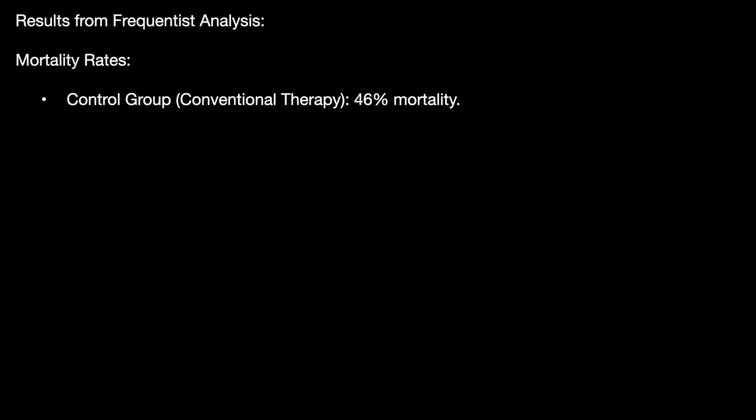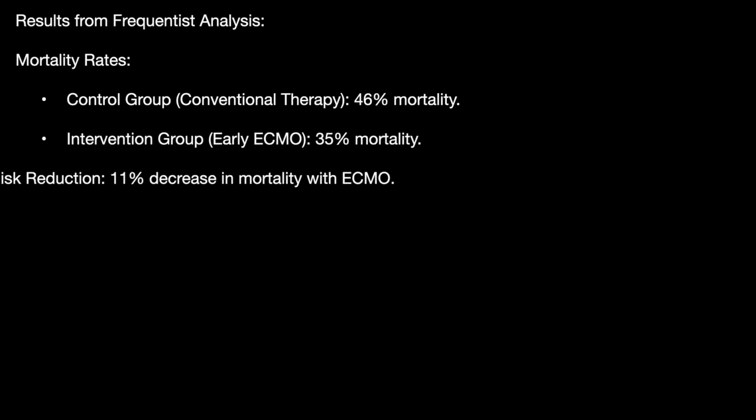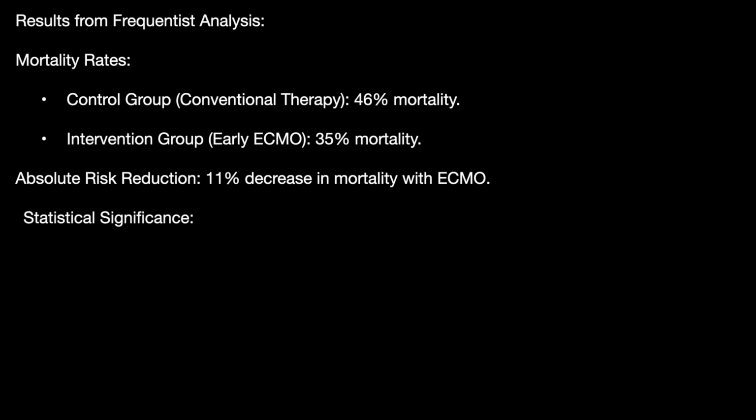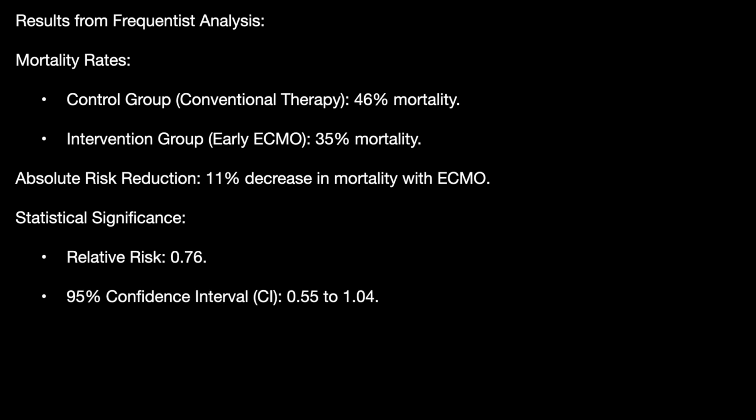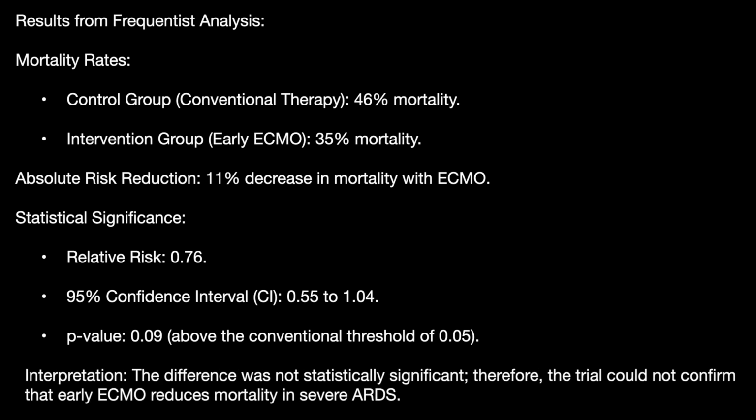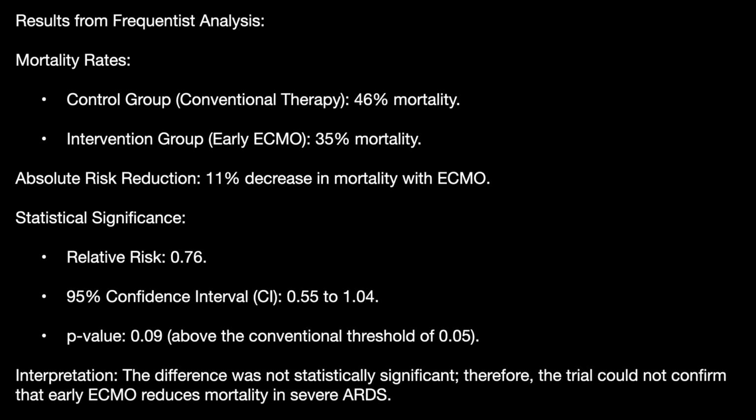The mortality rate in the conventional group was 46%, in the ECMO group was 35%. There is an 11% decrease in the mortality with ECMO. However, if you look at the statistical significance, the relative risk was 0.76 and the confidence interval ranged from 0.55 to 1.04, which means that it was not statistically significant. The interpretation was that the difference was not statistically significant, therefore the trial could not confirm that ECMO reduces mortality in severe ARDS.